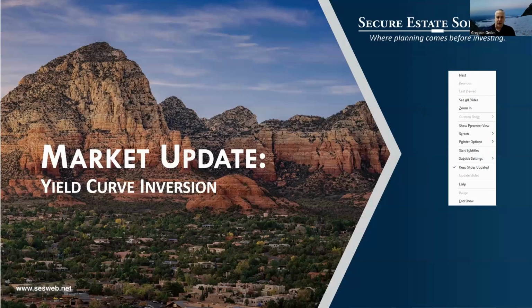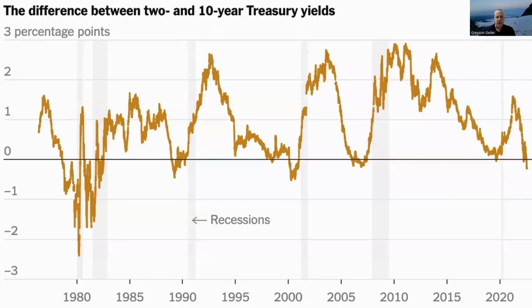So let me show you a chart with respect to this. You look back at this chart. It's when we get below zero, the gold line on this chart. That's when the yield curve is inverted, as defined again by the 2-year Treasury rate being higher than the 10-year Treasury rate.